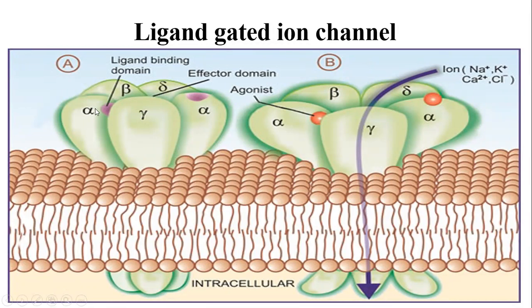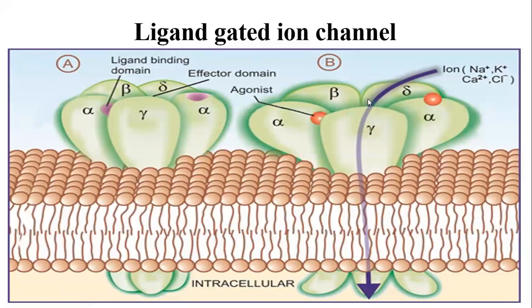The alpha subunit consists of 2 binding domains, the agonist binding domains. The ligand will bind with the 2 alpha subunits. This figure shows A and B. A is the resting state, meaning there is no availability of signal, no ligand, no agonist here.